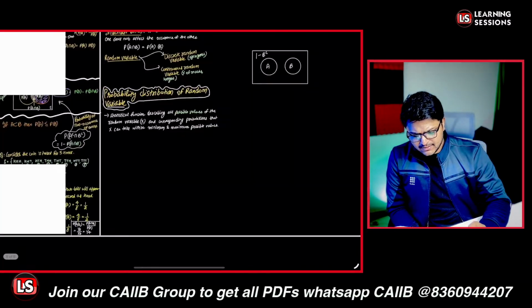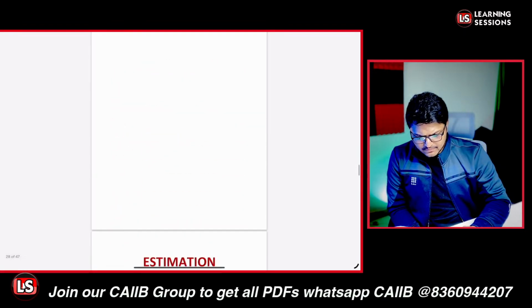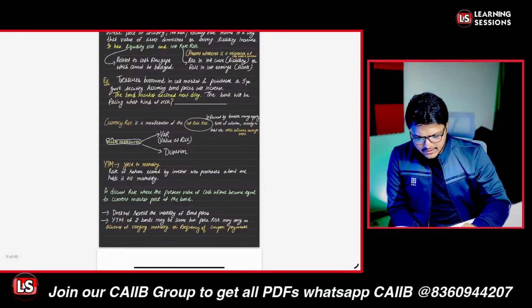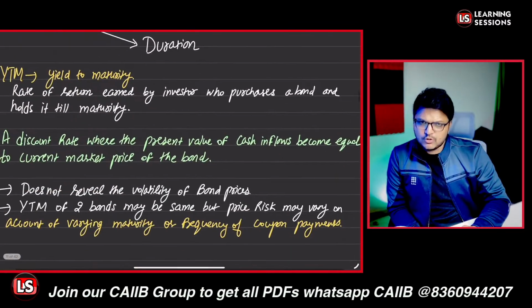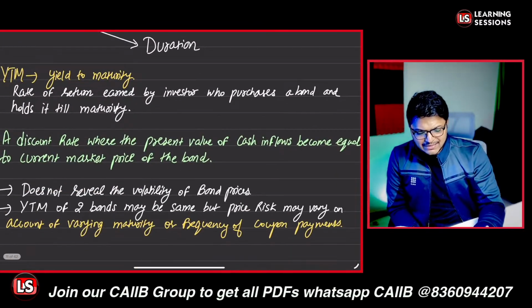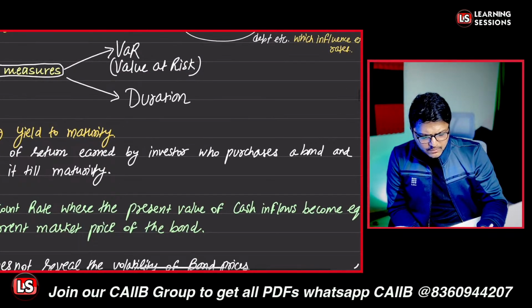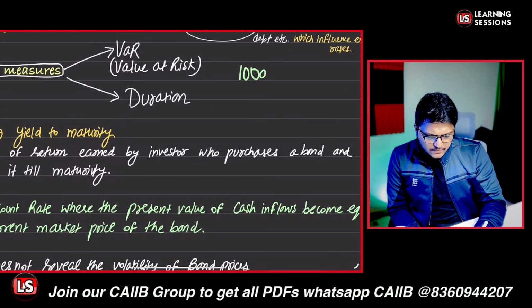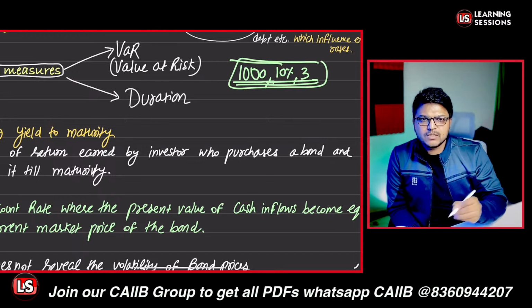In case of the concept, we are going to cover a new concept over here related to the BFM, that is further related to yield to maturity. Now, what is yield to maturity? Let's consider that you have a 1000 rupee bond where you're receiving a coupon of 10% and the maturity is in 3 years.